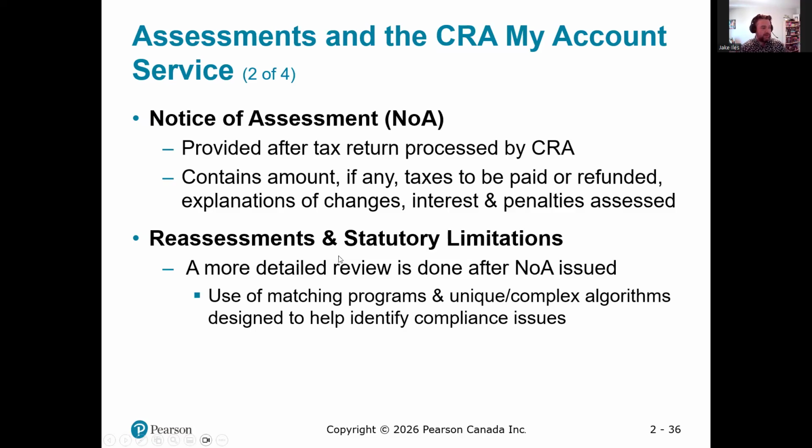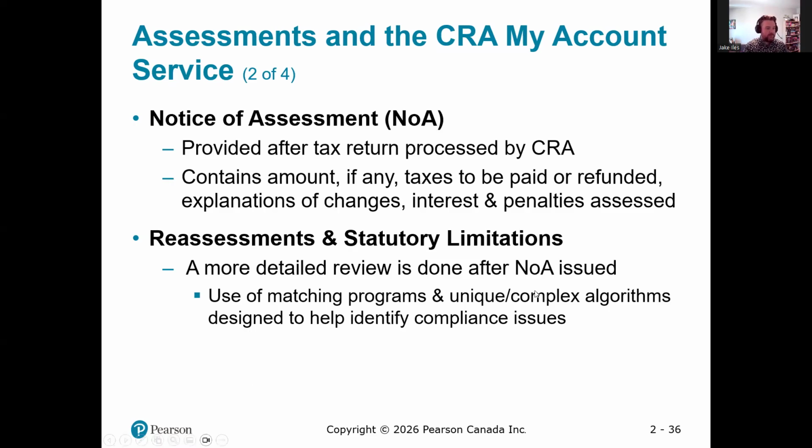Reassessment and statutory limits. A more detailed review is done after the notice of assessment is issued. So notices of assessment are often very quick. If you file electronically, sometimes they're assessed electronically. So you'll get a notice of assessment very quickly, and then the CRA has an amount of time available to them to do a reassessment, to take a closer look at the return to make sure nothing was missed.